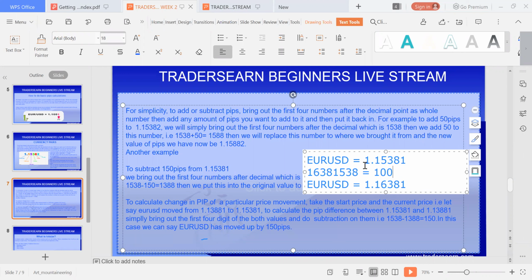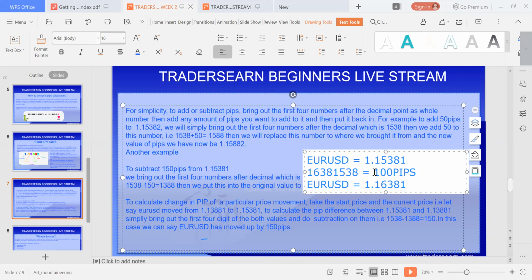That means Euro USD has moved up from 1.15381 to 1.16381 by how many pips now? By 100 pips.